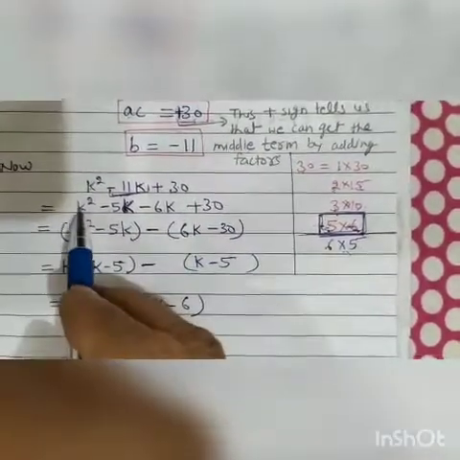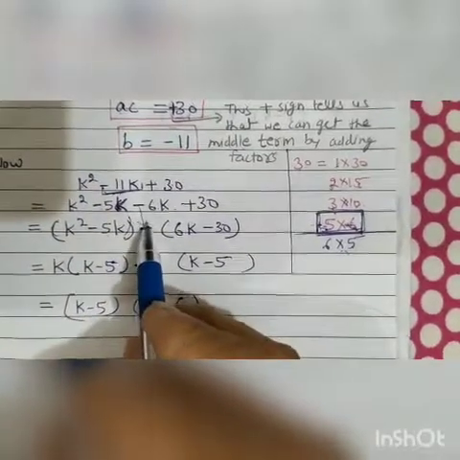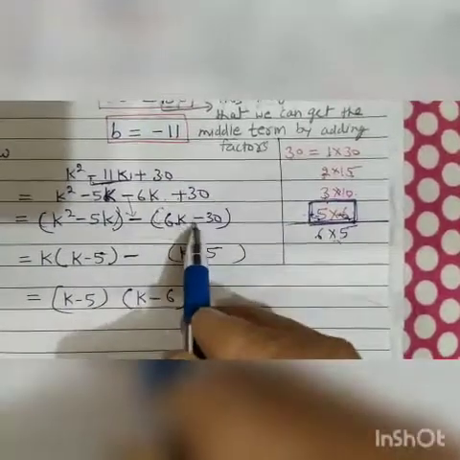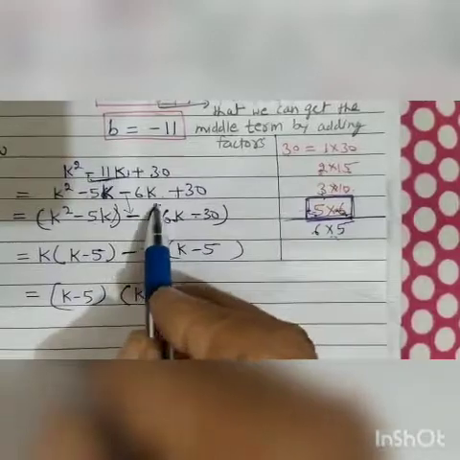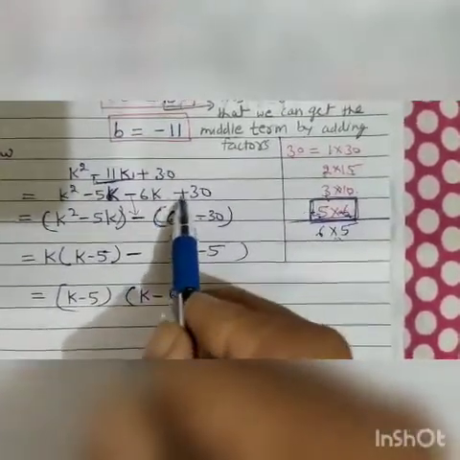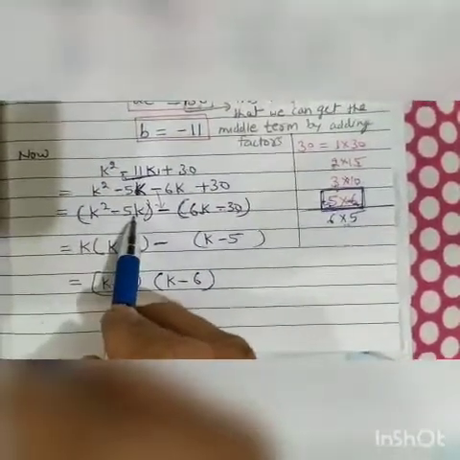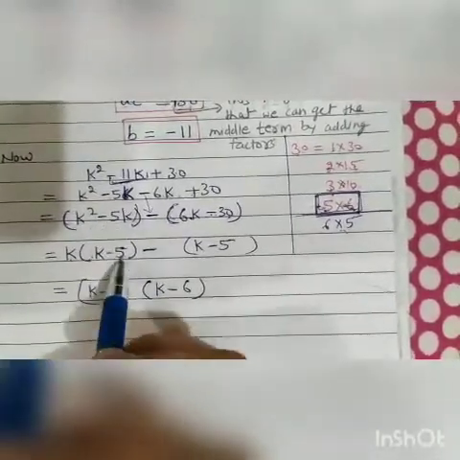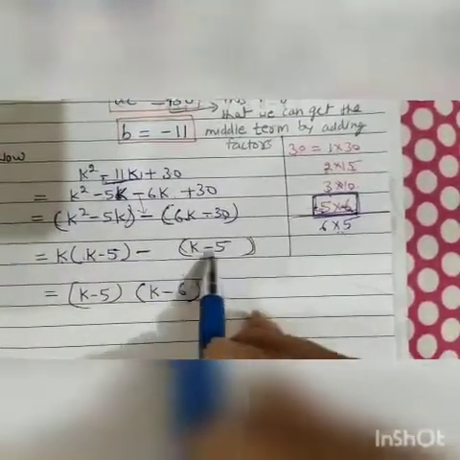Now make the groups. K square minus 5k in first bracket, this minus sign here. Then in second bracket, this 6k, and this plus sign will change to minus. As you already know, when there is minus sign outside the bracket, the inner sign changes. So 6k minus 30. Now take common from k square and 5k. We can take common k. Then 1k is left here, minus 5. And you can write second bracket same as it is, k minus 5.